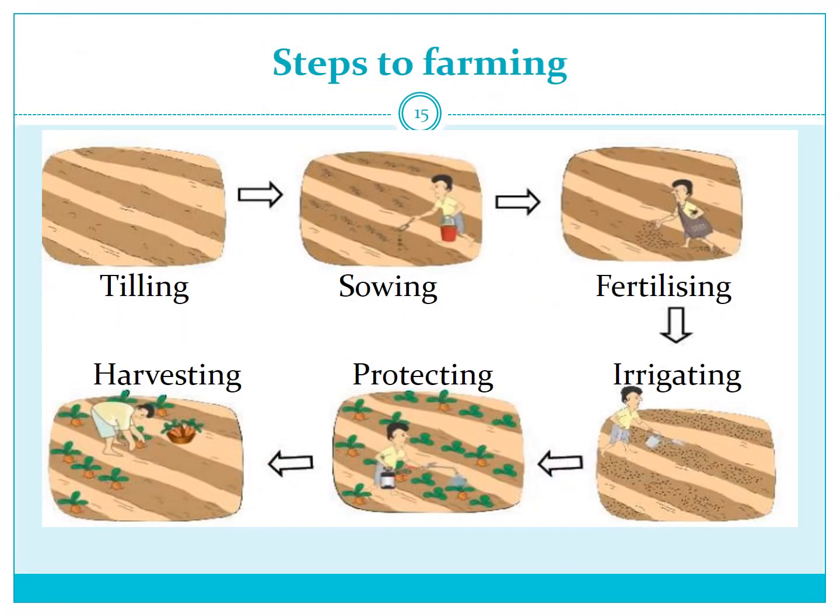Name the 6 steps of farming. The 6 steps of farming are tilling, sowing, fertilizing, irrigating, protecting, harvesting. Tilling the land or plowing the field or preparing the field means the same.